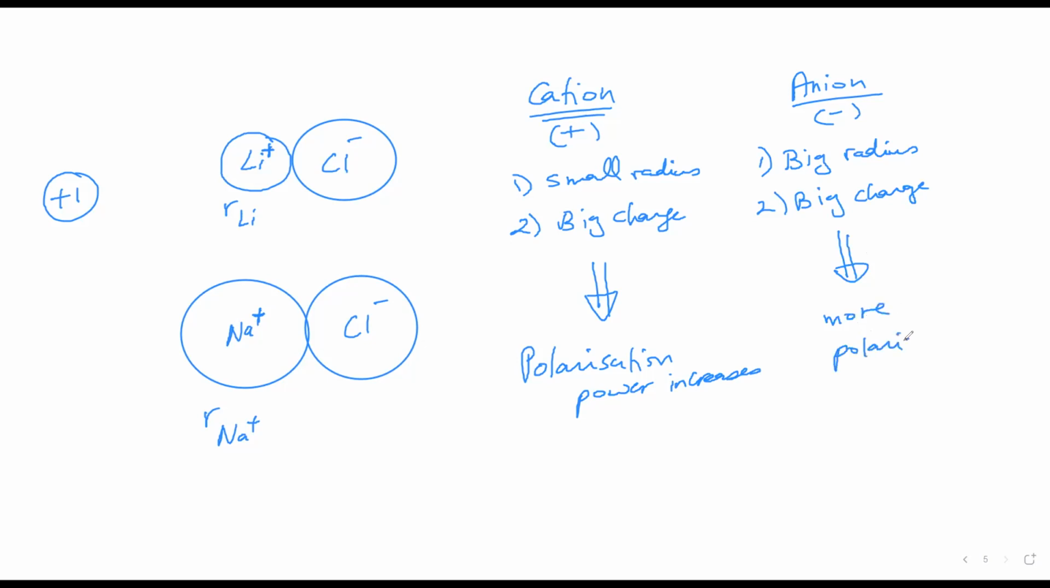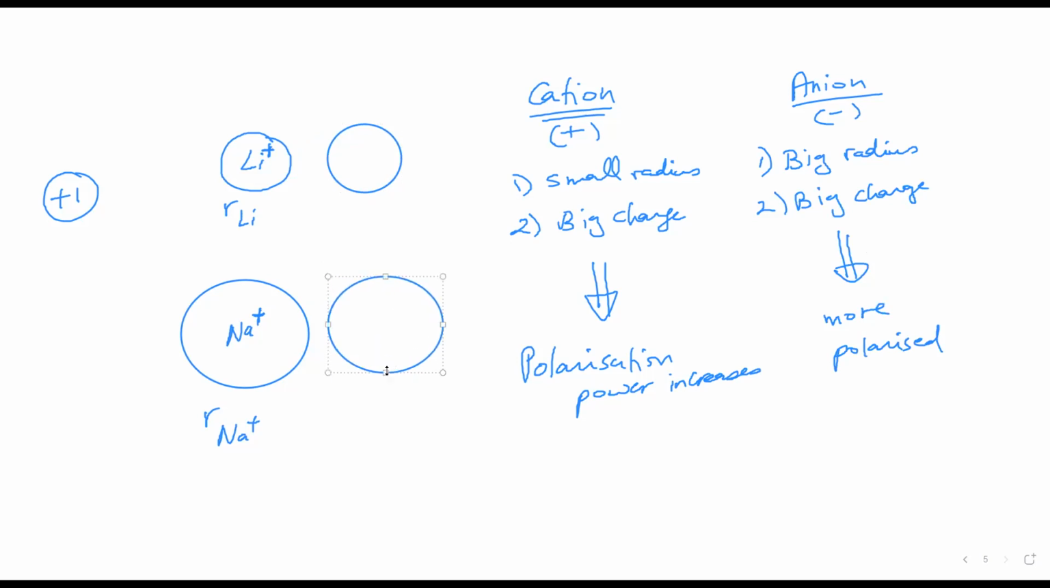What do we mean by polarization and polarized? Polarization means that it can pull the electrons of the negative ions towards itself. If we draw them separated to show how electrons are pulled, for example, if I have here a negative ion, I draw it separated away from the positive ion to show how electrons are pulled.